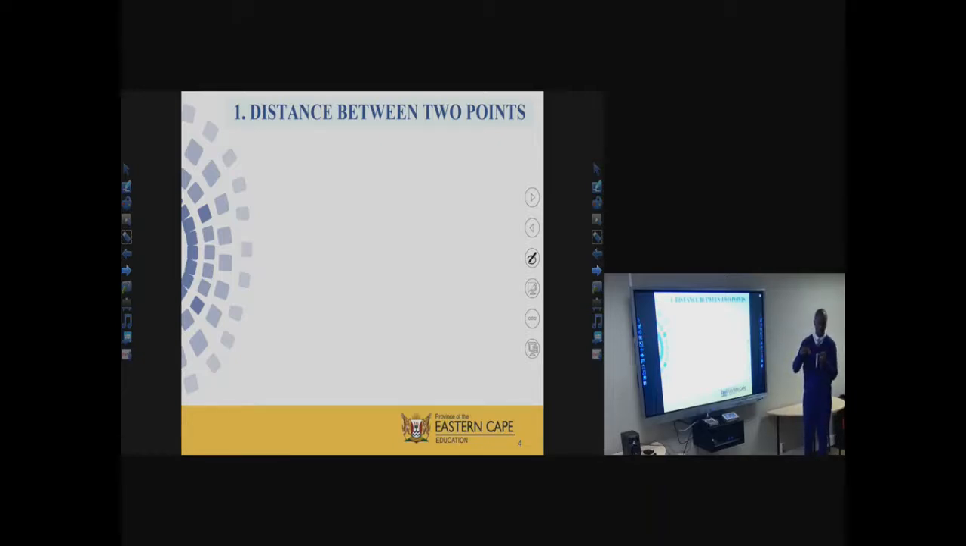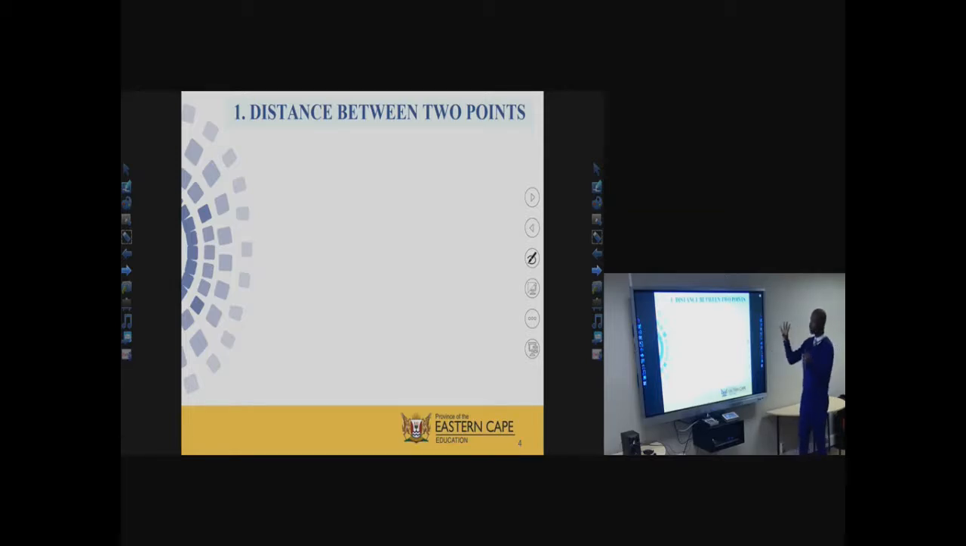A polygon is a closed geometrical figure with 3 or more sides. So triangles form part of polygons. Quadrilaterals form part of polygons. But the most important thing here is that our Euclidean geometry talks about these 4 things.